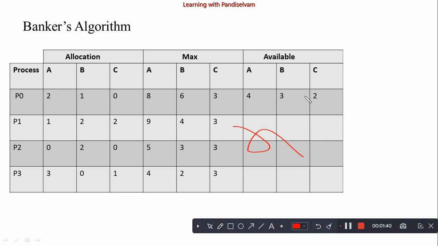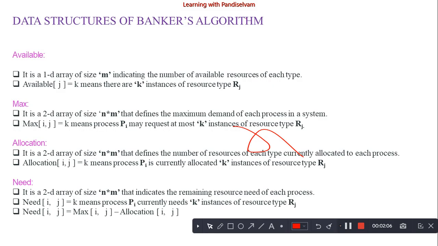As we discussed in the previous video, the banker's algorithm is a combination of the safety algorithm and the resource request algorithm. The resource request algorithm determines whether the particular resource request is granted or not. The safety algorithm is used to determine whether the system is in a safe state or not.